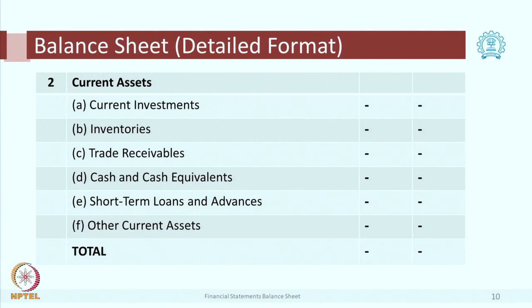It will be called as a trade receivable, 2C. Now 2D, cash and cash equivalent. I think everybody understands, sabko cash pasand hota hai because very easy to spend it. What is a cash equivalent? There are items which are almost like cash. They can be very easily converted into cash, so they are called as cash equivalents.